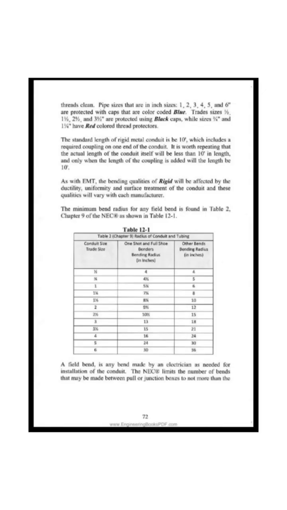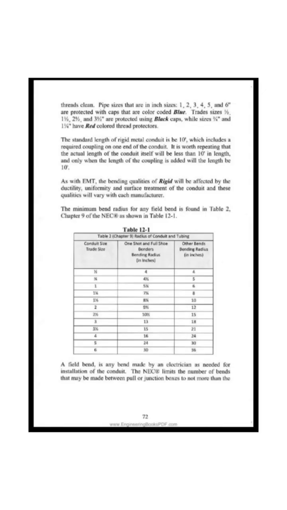The standard length of rigid metal conduit is 10 feet, which includes a required coupling on one end of the conduit. It is worth repeating that the actual length of the conduit itself will be less than 10 feet in length, and only when the length of the coupling is added will the length be 10 feet. As with EMT, the bending qualities of rigid will be affected by the ductility, uniformity and surface treatment of the conduit, and these qualities will vary with each manufacturer.